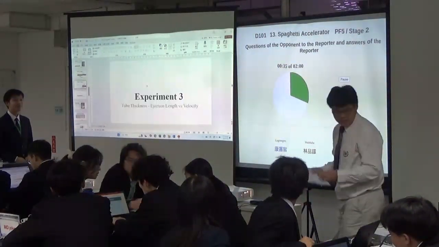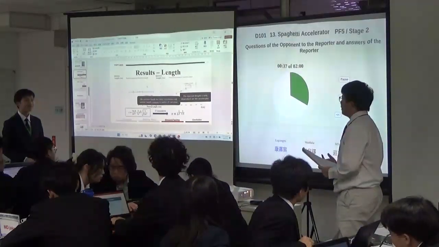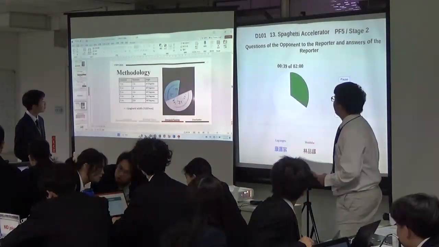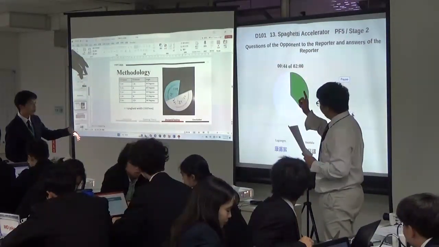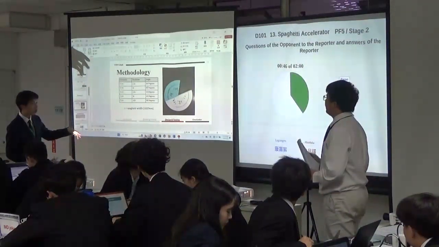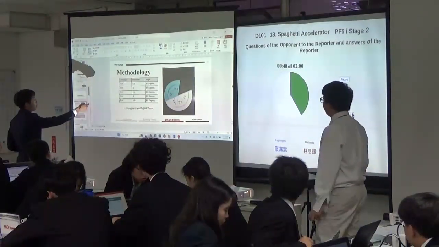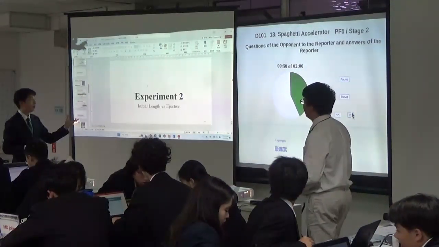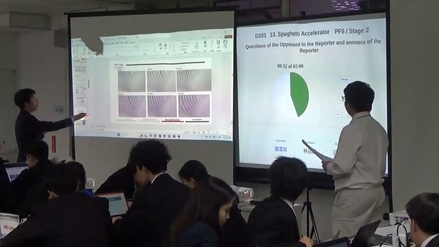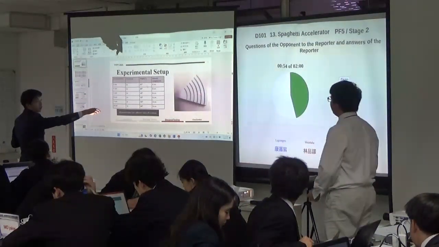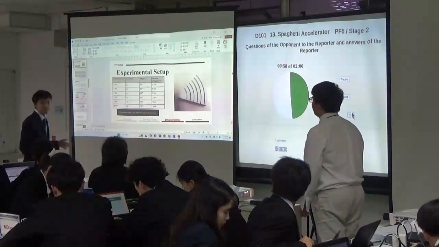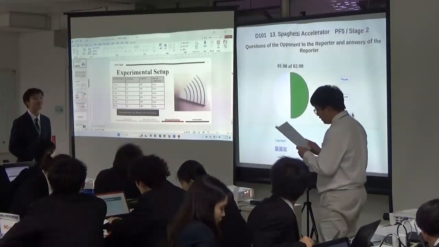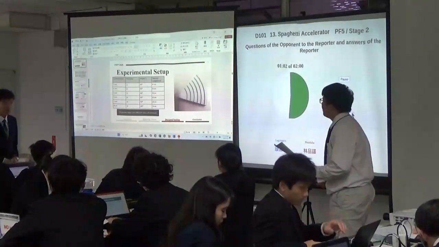Okay, and how do you define the curvature in your experiment result? Is it the curvature of the accelerator or the curvature of the spaghetti? Oh, so the curvature we are mentioning here is the curvature of the mold. And if you really want to know about the curvature of the spaghetti, we'll put that in the appendix.